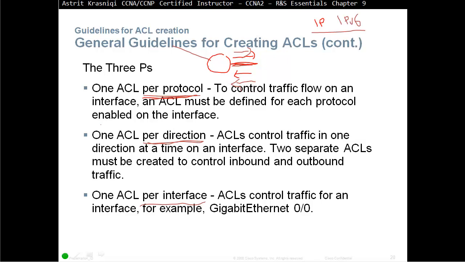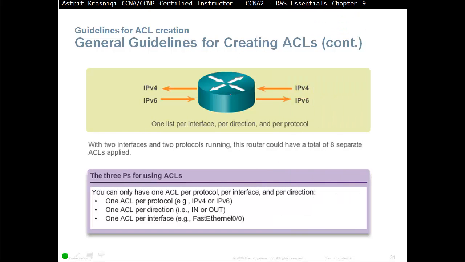Think about this. If I have, say, four interfaces, how many ACLs? I'll let you think about it. Maybe send me an email with the answer. Okay, general guidelines for creating ACLs. With two interfaces and two protocols running, this router could have a total of eight separate ACLs. Again, you have to remember, we have one ACL per protocol, per interface, and per direction.